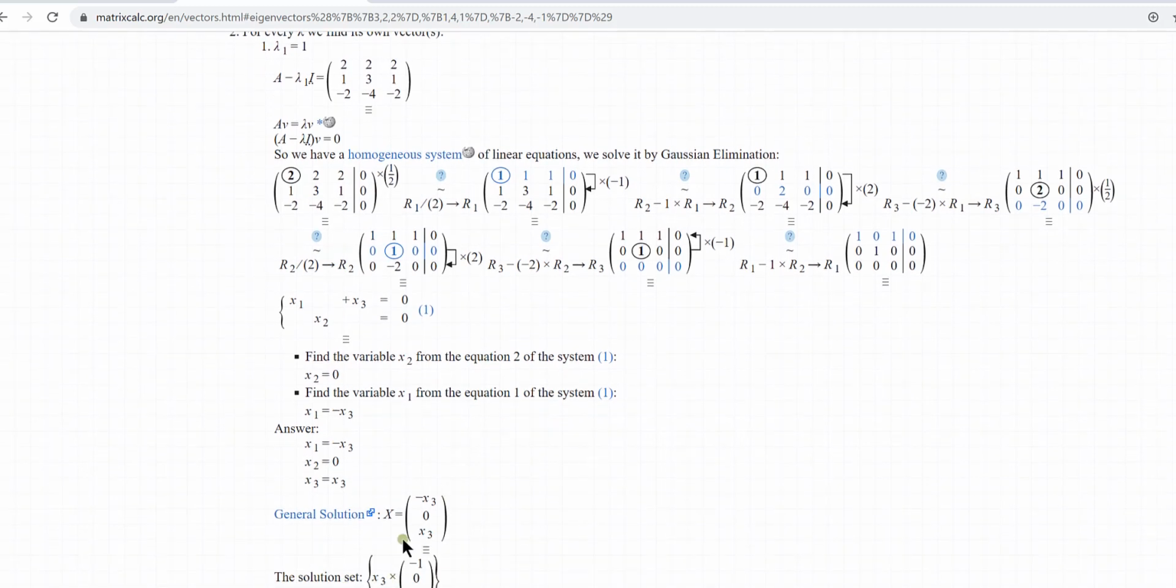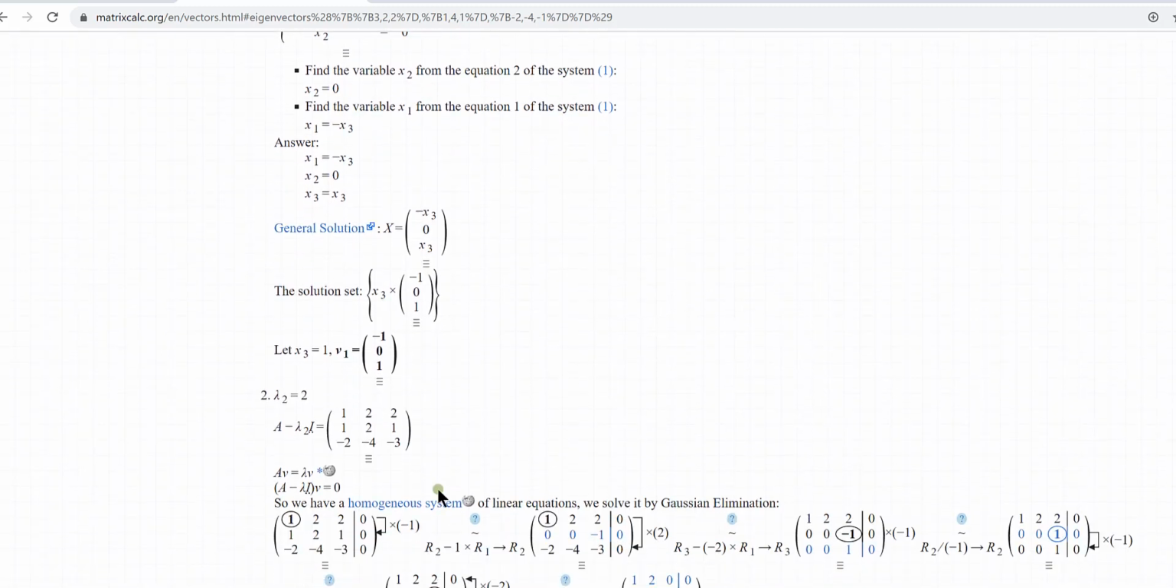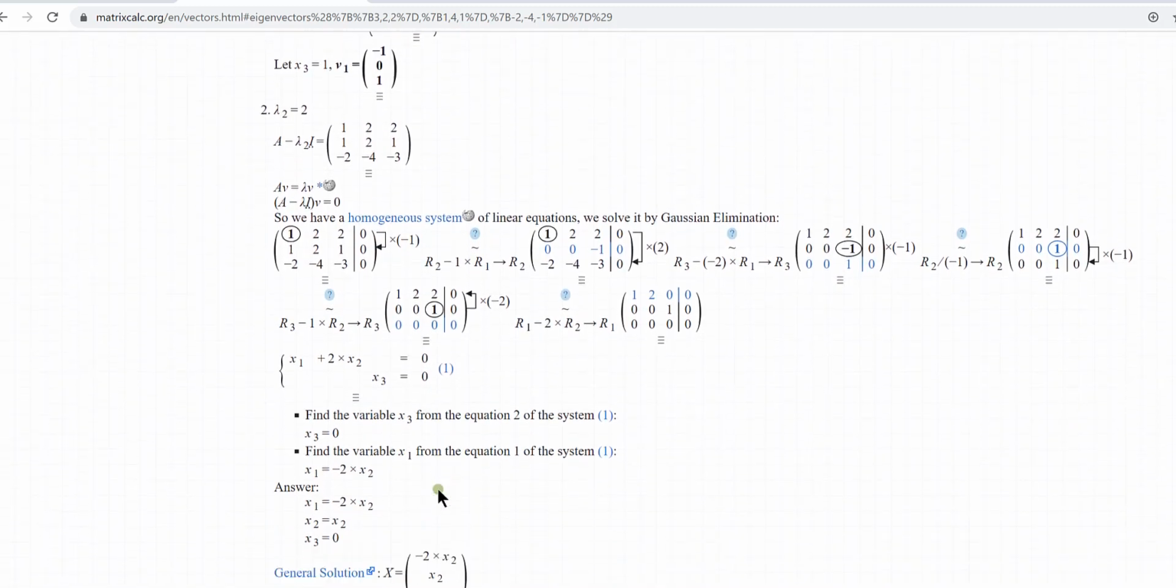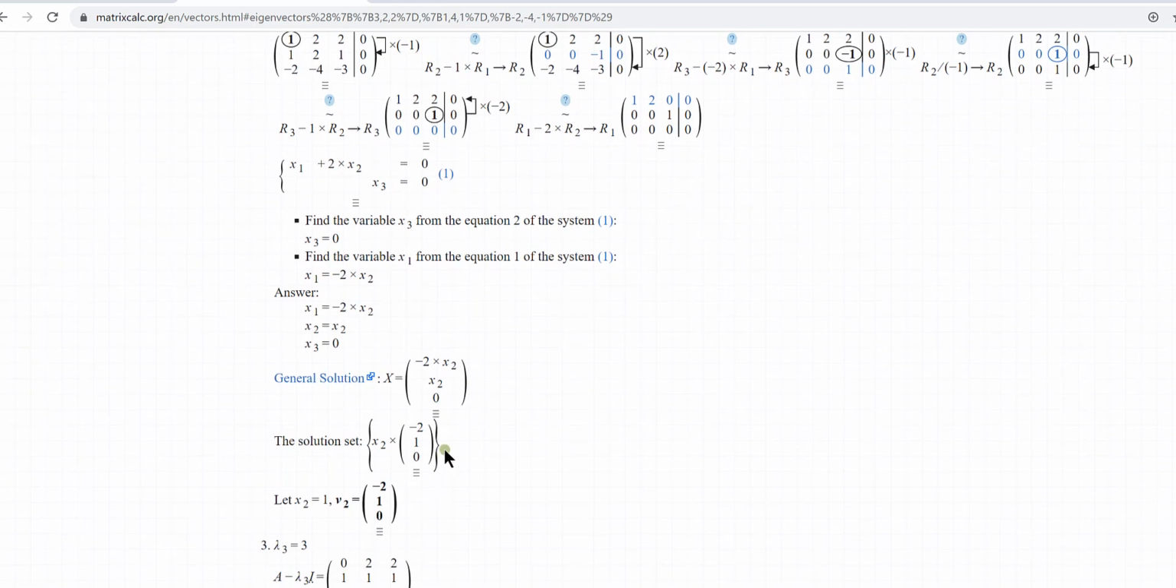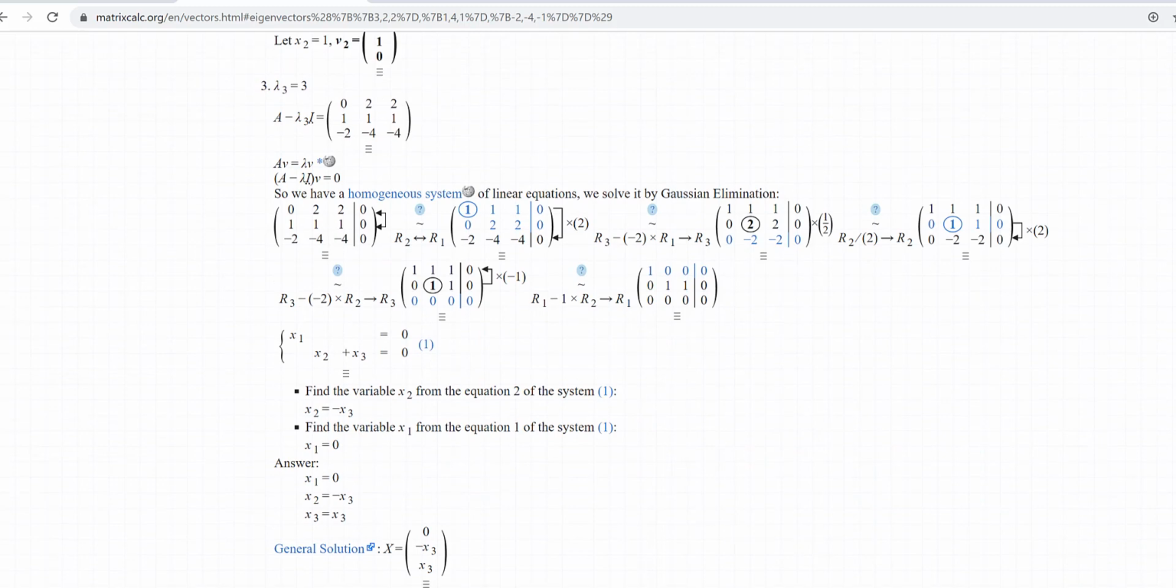Notice that here, in this case, x3 is free. We would find x2 is 0 and x1 is the opposite of x3, and so we make a choice for x3, and that completely dictates the rest of the eigenvector. Likewise, we can do the same thing for lambda equals 2, and we can give its eigenvector, and the same thing for lambda equals 3. So I'm going to pull that information over to our work, and we'll continue working the problem.